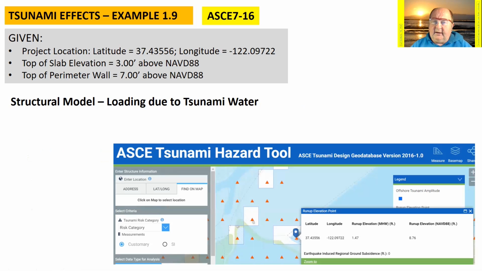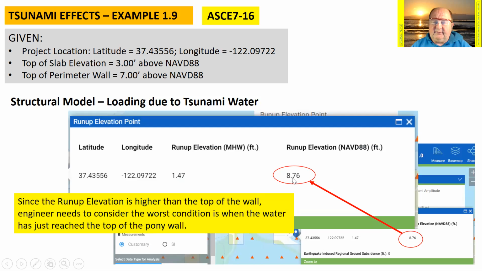Now I have to begin to think about a potential tsunami wave. I'm told the latitude and the longitude of my location, and if I go to the ASCE tsunami hazard tool, I can find that marker, the lat and the longitude, and I'm told that the run-up elevation is going to be 8.76 feet above NAVD 88. Since that run-up elevation is higher than the top of the wall, when the wave is fully in, the complete item will be submerged.